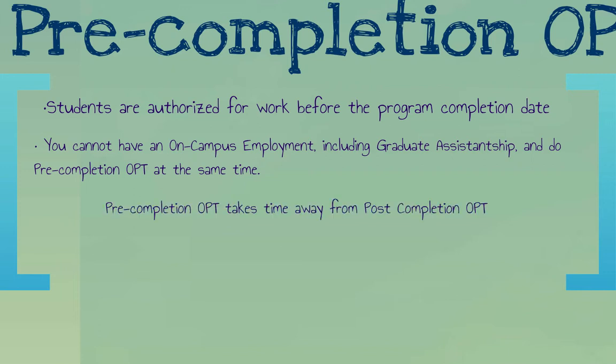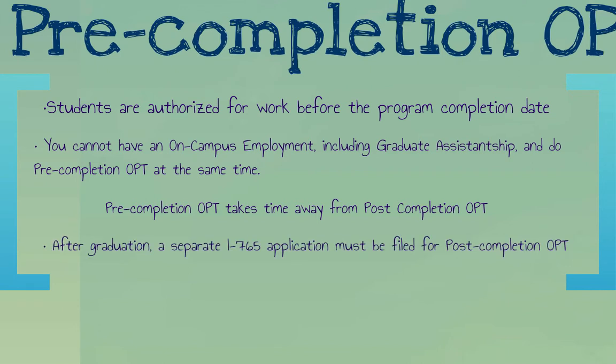Pre-completion OPT takes time away from post-completion OPT. For example, if you do 3 months of pre-completion OPT, you will only have 9 months of post-completion OPT eligibility after completion of studies. If you pursue pre-completion OPT and you want your employment to continue after the program completion, a separate I-765 application must be filed for post-completion OPT. You will have to pay the additional $380 application fee again and wait to receive a new EAD card before working.